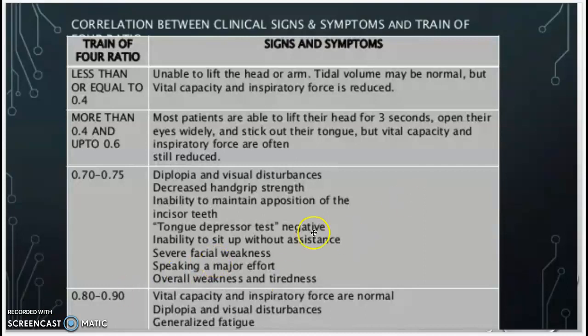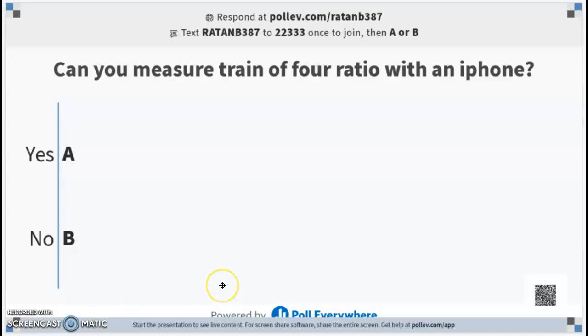How can we measure the train of 4 ratio, which is not available in the OR? So can you measure the train of 4 ratio with an iPhone? Let's do another survey. And again, text RATNB 387 to 22333.